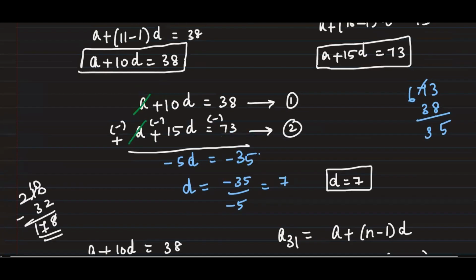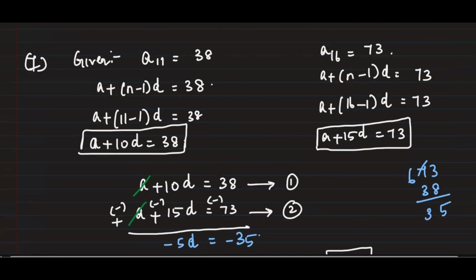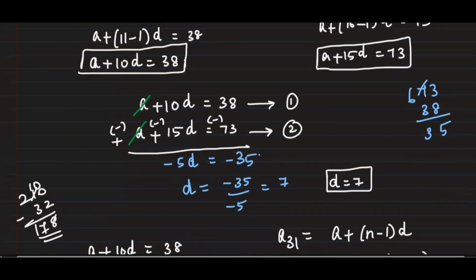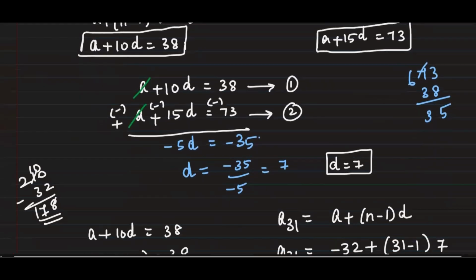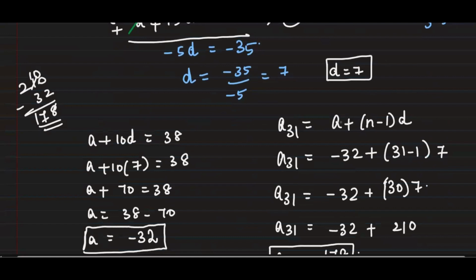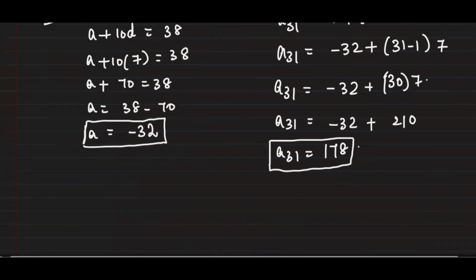Fine. So for question number 7, we first frame the two equations using A11 and A16. Then you solve them, writing one below the other, to get the value of A and D. Then we need to find A31, so substitute the values of A, D and also n. You'll get the value of A31 as 178.